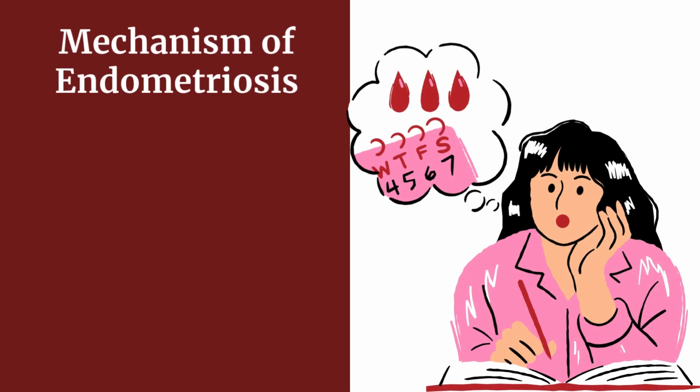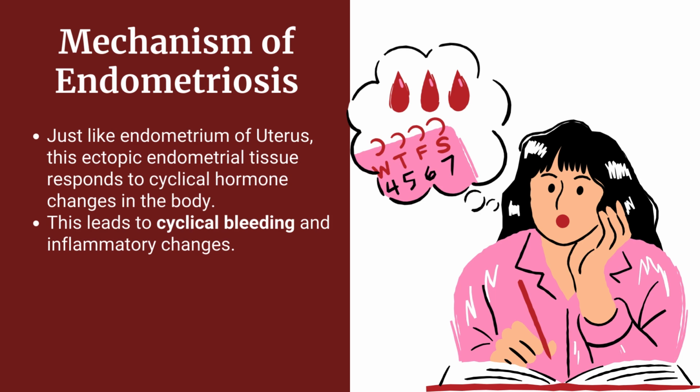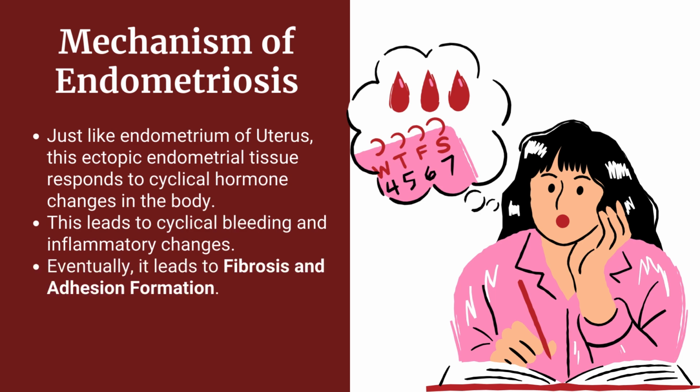Mechanism of endometriosis. Just like endometrium of uterus, this ectopic endometrial tissue responds to cyclical hormone changes in the body. This leads to cyclical bleeding and inflammatory changes. Eventually, it leads to fibrosis and adhesion formation.